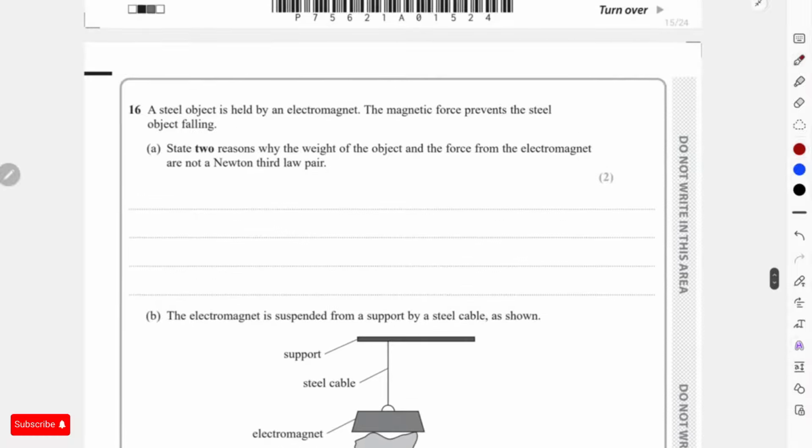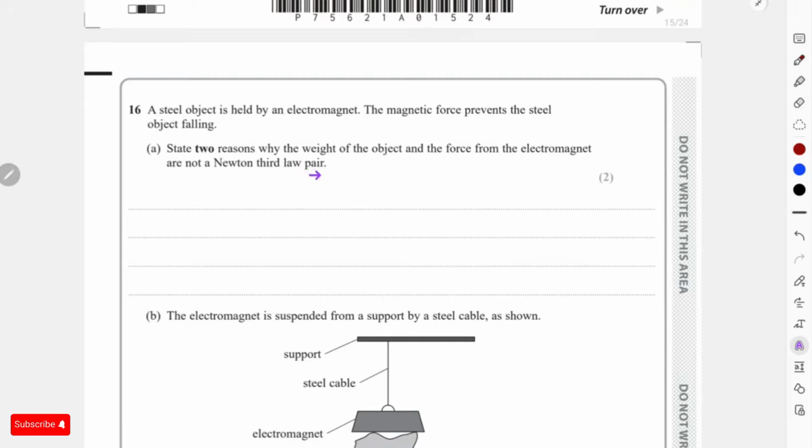For question 16, it says that a steel object is held by an electromagnet. The magnetic force prevents the steel object falling. Suggest two reasons why the weight of the object and the force from the electromagnet are not Newton's third law pair forces.